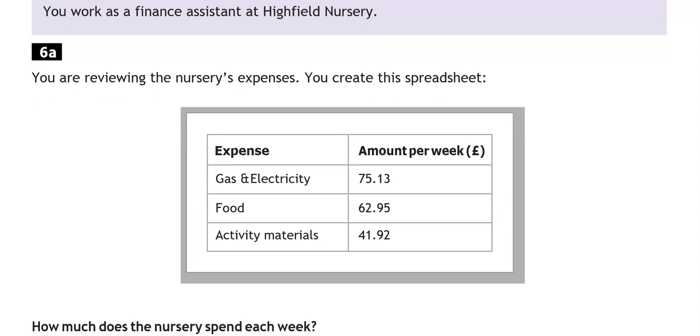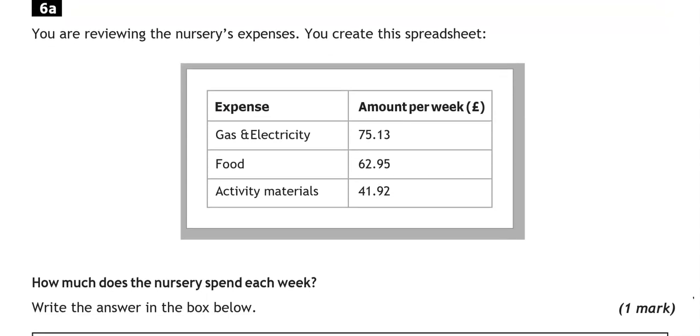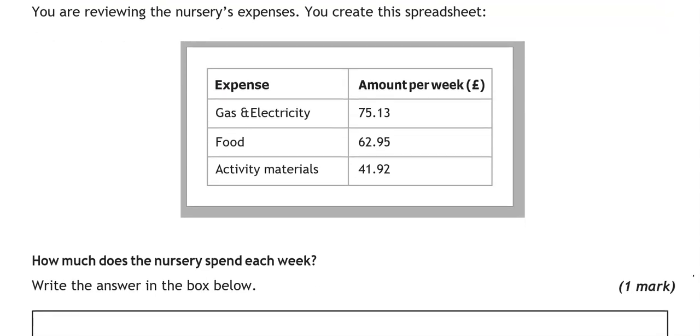You work as a finance assistant at Highfield Nursery. You are reviewing the nursery's expenses. You create this spreadsheet. How much does the nursery spend each week? Write the answer in the box below.